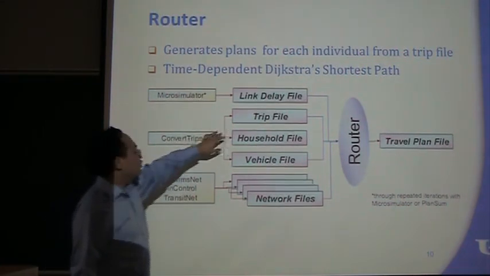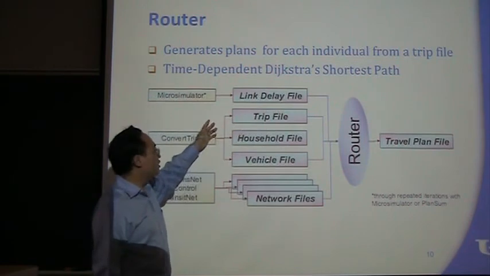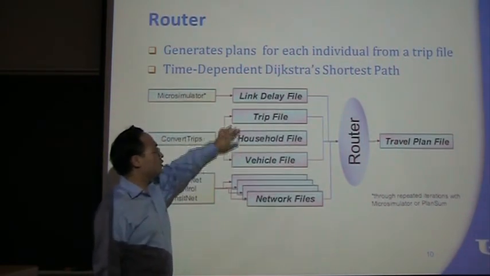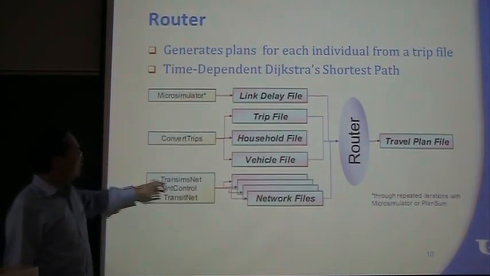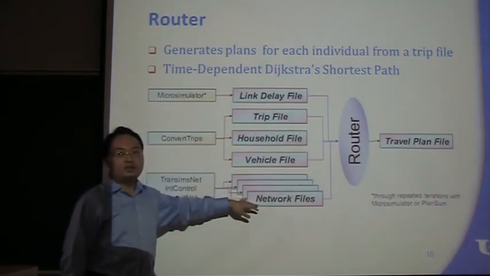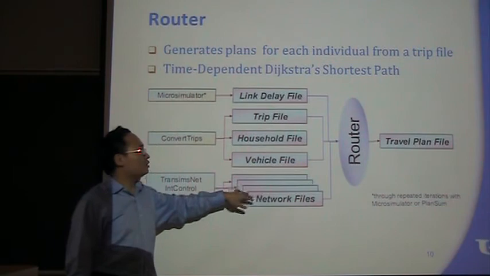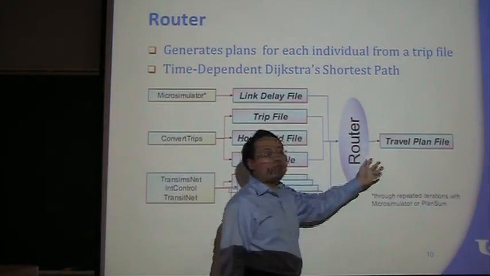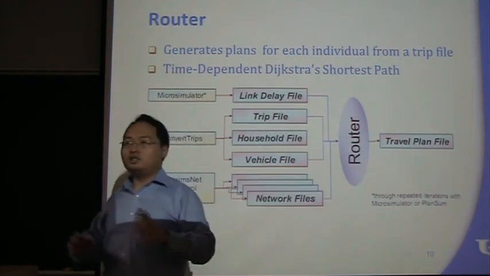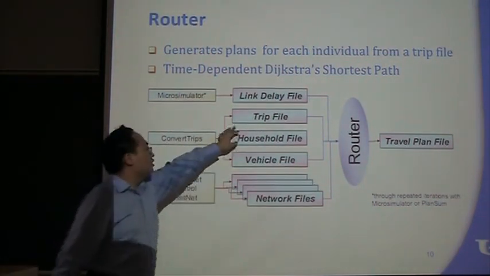And router needs the trip file that we just created, household file and vehicle files. These are outputs of convertrix. And it needs the network files. The output of router is one file called travel plan file, which contains all the paths of the trip file.